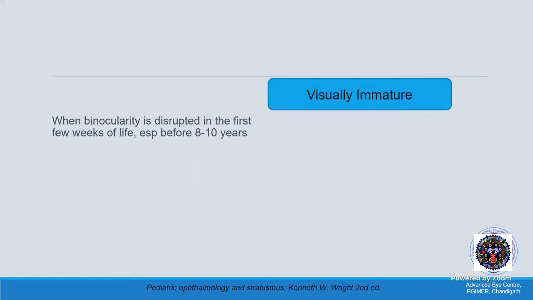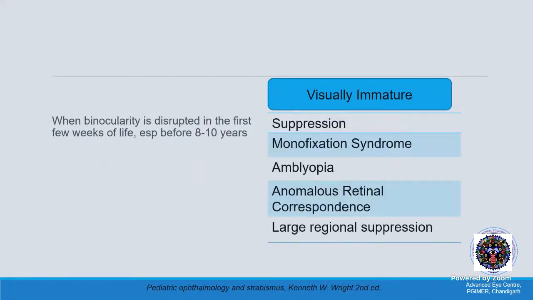There are a lot of ways in which the system will adapt, and these children, when they come to you as adults, will still have these adaptations, which we have to pick up on binocular testing. So a visually immature system will have suppression, monofixation, amblyopia, anomalous retinal correspondence, and sometimes a large regional suppression. Two of these topics, amblyopia and anomalous retinal correspondence, will be covered in much more detail in future lectures, but I'll just go through all of them a little bit.